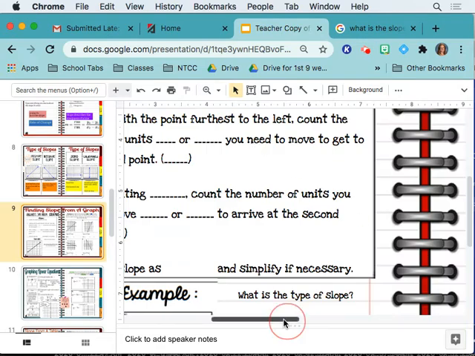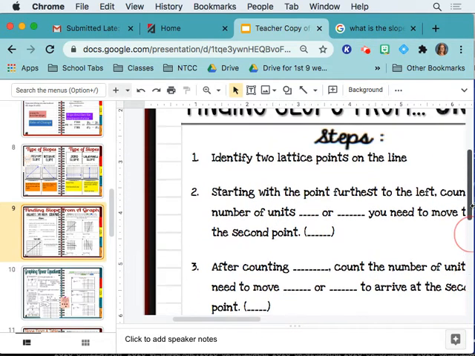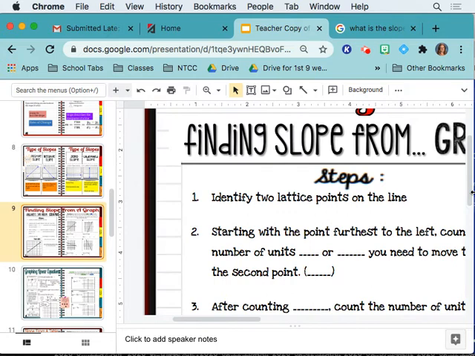Wait, those are called lattices? It's just called a lattice point. You can find any point. Somebody's about to call it a lattice point.